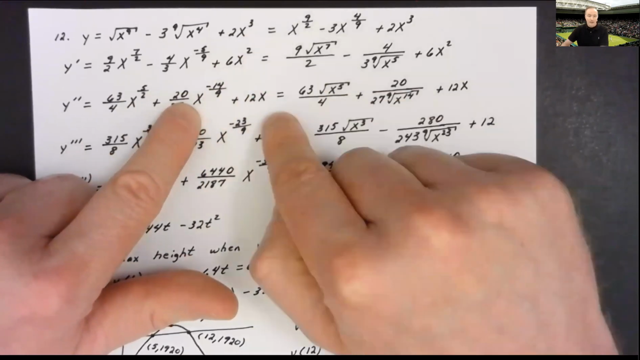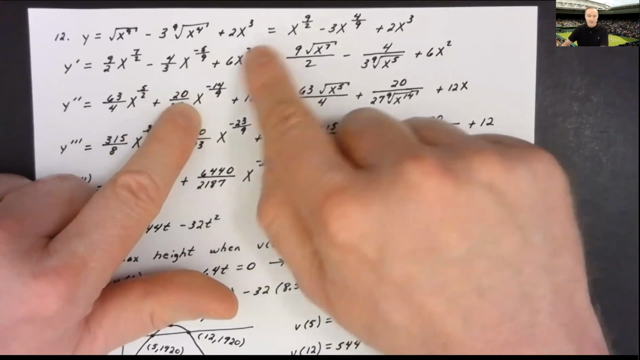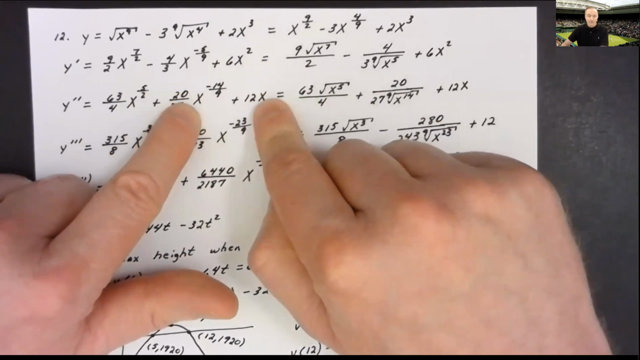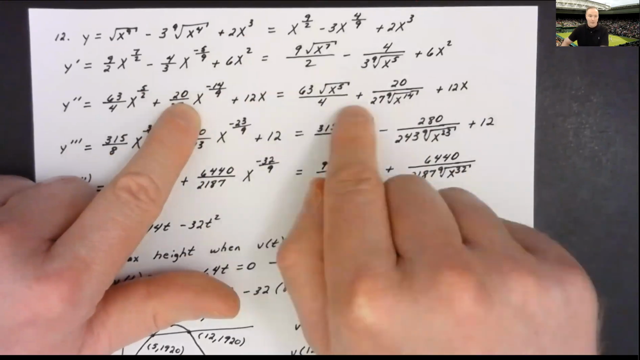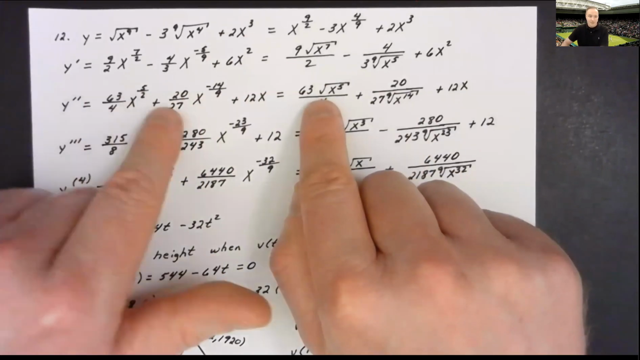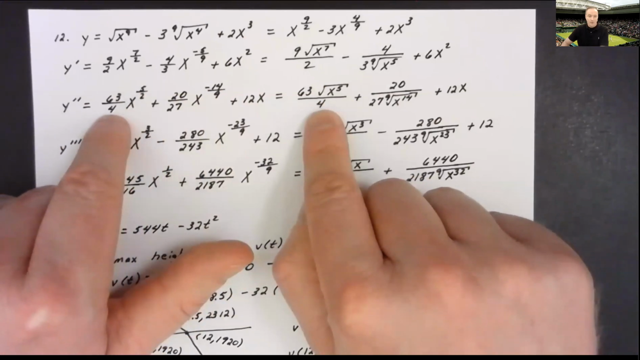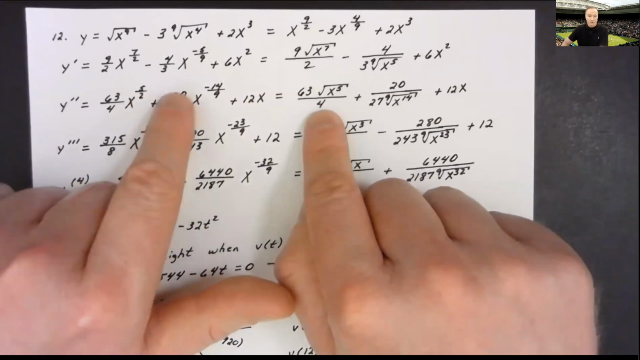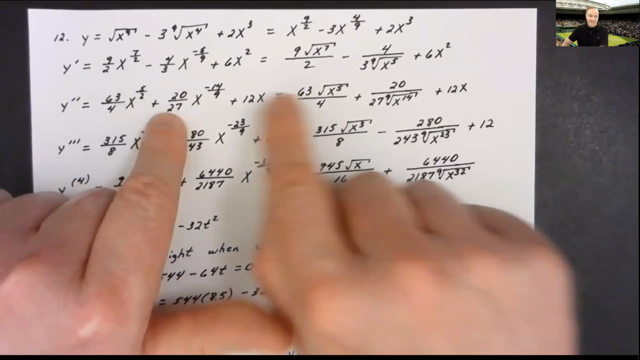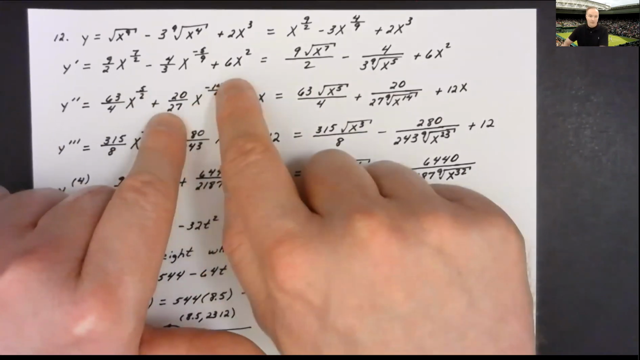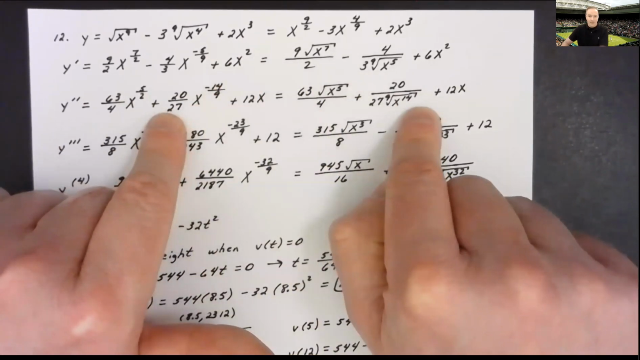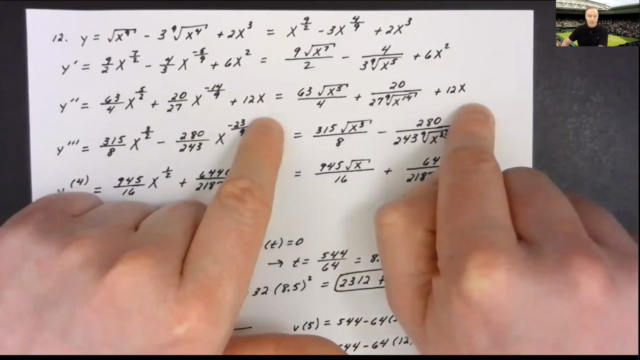This quadratic has a derivative that's a linear. 6x squared becomes 12x. And then you can see how I rewrote it. This is going to be 63 times the square root of x to the 5th in the numerator over 4. And then this is going to be plus 20 over 27 on the 9th root of x to the 14th in that denominator, and then plus our 12x.